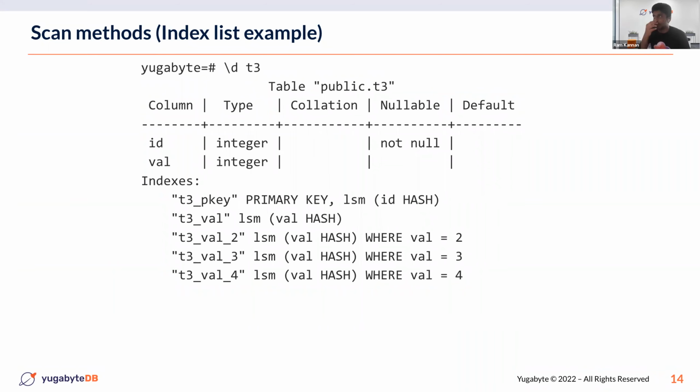So let me provide another example, right, where pg_hint_plan can control the scan method. Consider this table, T3. It's a similar table where you have a primary key index on the ID column, which is an integer-based column, and you have another column called val, and there are multiple indices on val. t3_val is a whole index. t3_val_2, t3_val_3, and t3_val_4 are 3 different partial indexes where val is 2, 3, and 4 respectively, right?